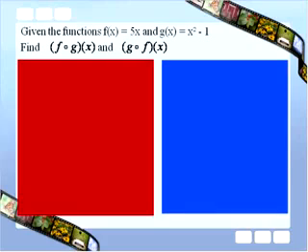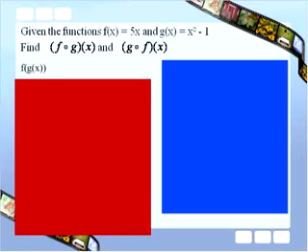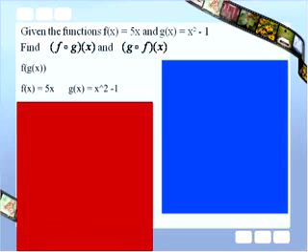Next, we have, given the functions f of x equal to 5x and g of x equal to x squared minus 1, we're looking to find f of g of x and g of f of x. So the first one, f of g of x, writing it in the parentheses, we have f of g of x, and looking at the two functions, we start with the inside g of x. So we're going to be taking g of x, which is equal to x squared minus 1, and we're going to be substituting it into this function, replacing the x.